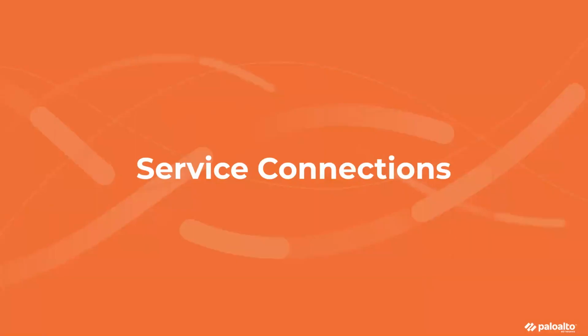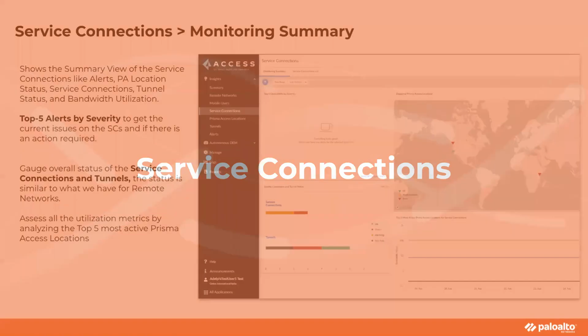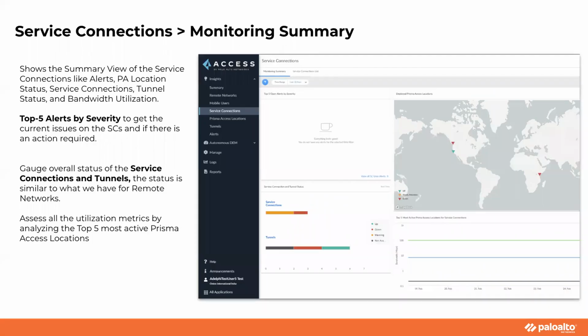Next dashboard we're talking about is service connection. The service connection dashboard gives you the overview of the health of your service connection. You can get the status of your service connection, alerts, Prisma Access location for your tunnel bandwidth utilization associated with service connections.